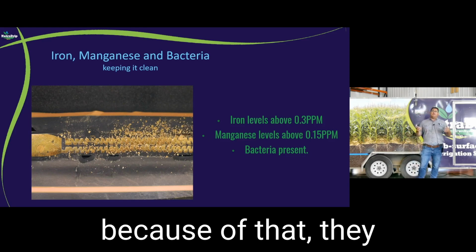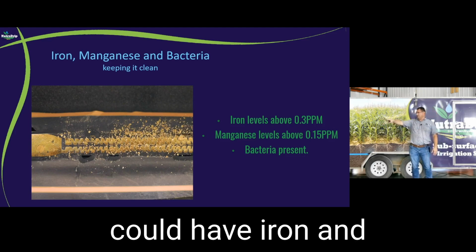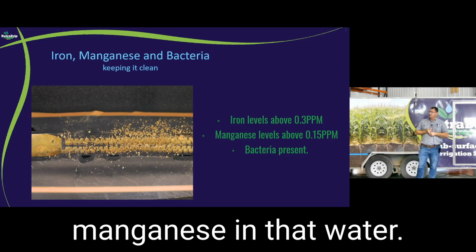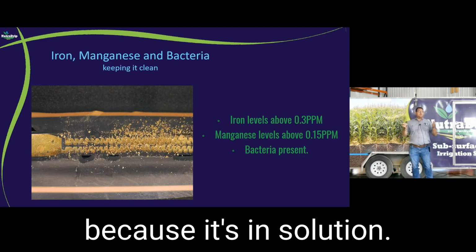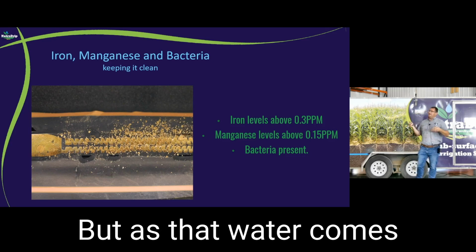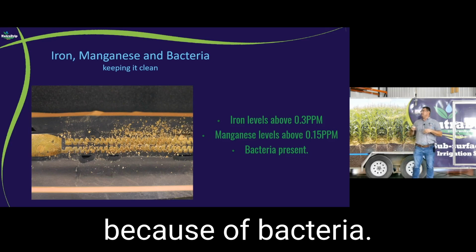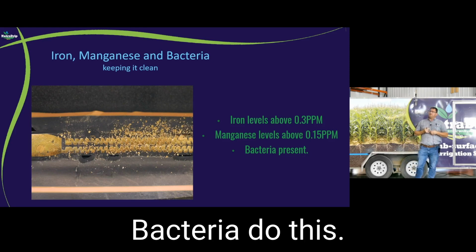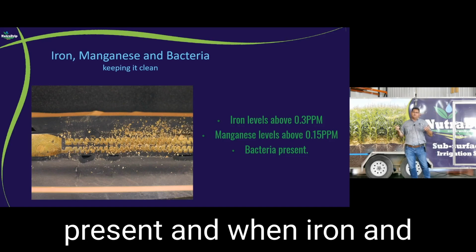And because of that, they are soluble in the water. Just like that clear water over there, you could have iron and manganese in that water. And matter of fact, I think we do have some. And you can't see it because it's in solution. But as that water comes to the surface, it oxidizes because of bacteria. Bacteria do this. And also, just because now there's oxygen present.